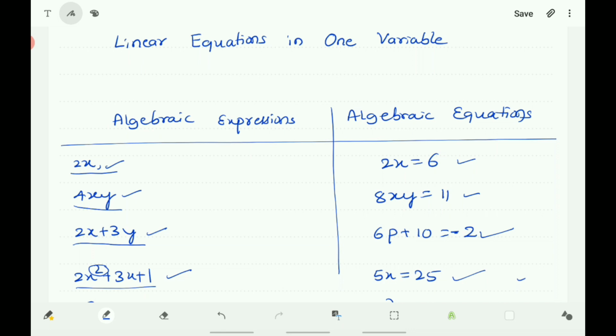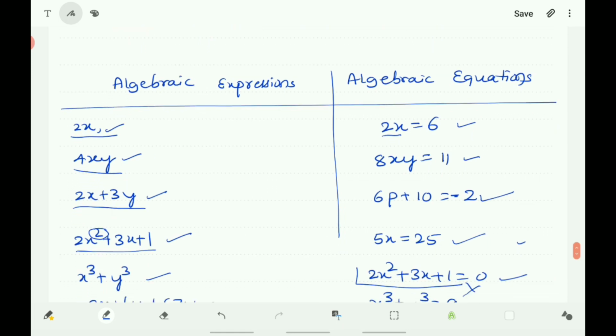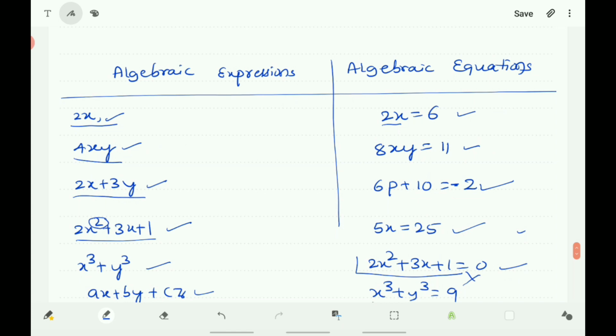For example, in 2x equals 6, 2x on the left hand side is an algebraic expression, and 6 is nothing but a number. In 8xy equals 11, there are two parts, the left hand side is 8xy and the right hand side is 11. In 6p plus 10 equals minus 2, the LHS is 6p plus 10, an algebraic expression, and minus 2 is a number. And in 5x equals 25, there are two expressions. On the LHS the expression is the algebraic expression 5x, and on the RHS there is a number.